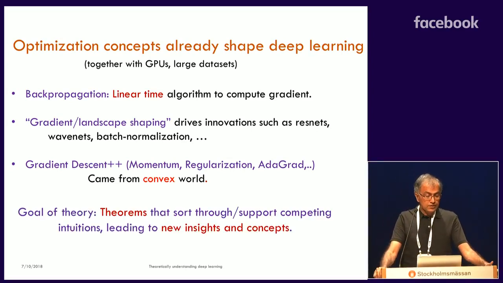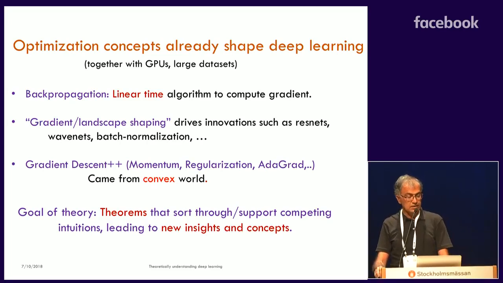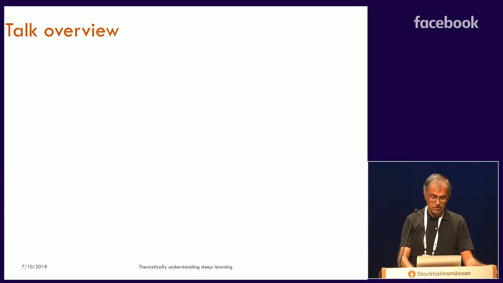So the goal of theory is theorems that sort through and support these competing intuitions that you often have in deep learning, and you hope that they lead to new insights and concepts. But yes, what's really important is theorems, a mathematical basis for various intuitions and ideas. And in today's talk, I'll be largely talking about things that have happened in the last few years, so not classic convex optimization and so on.